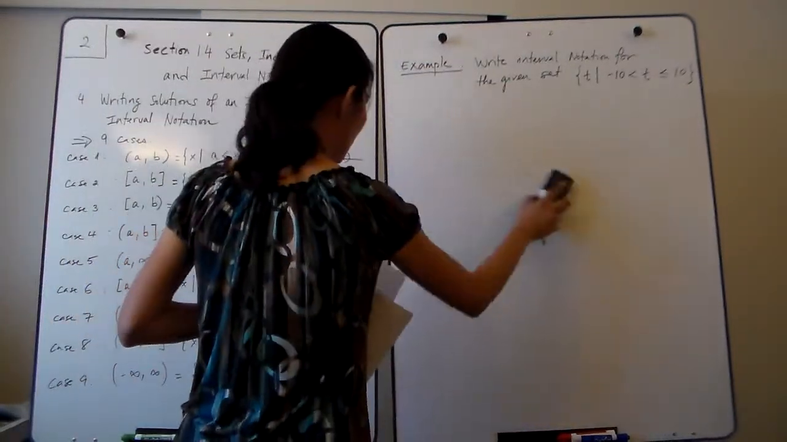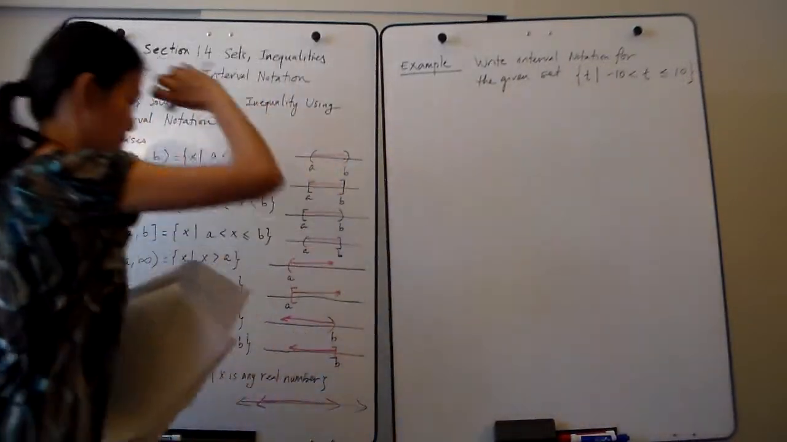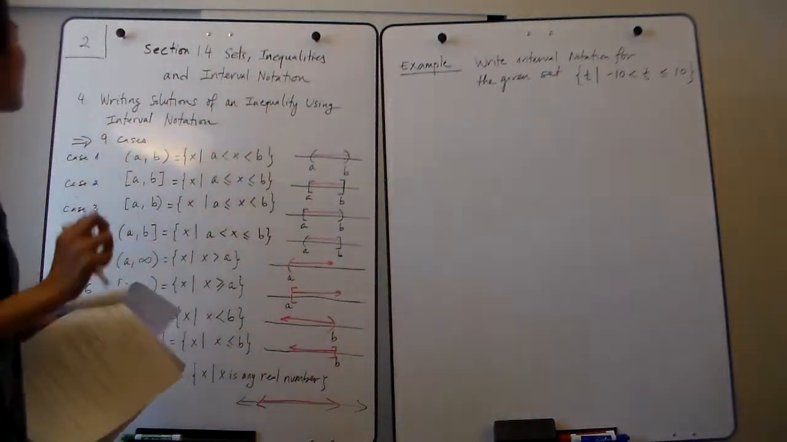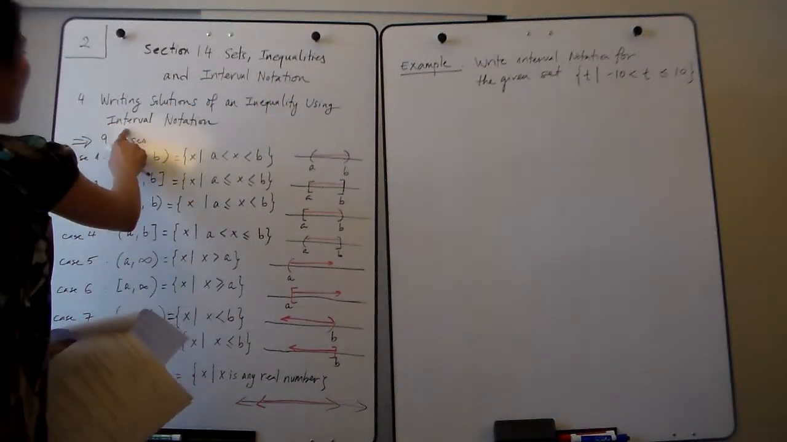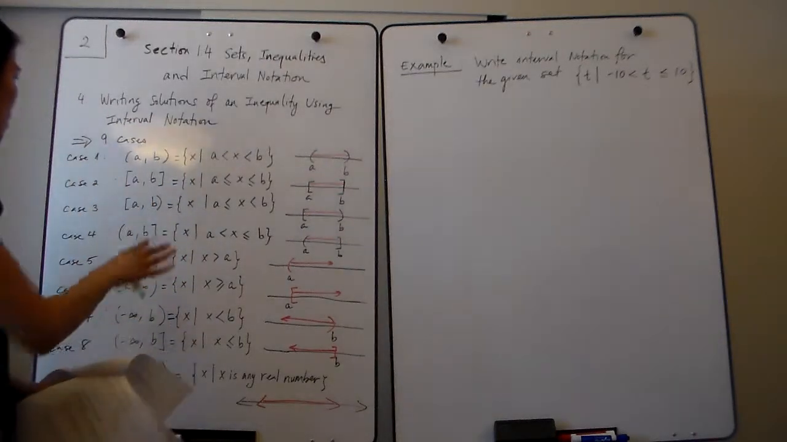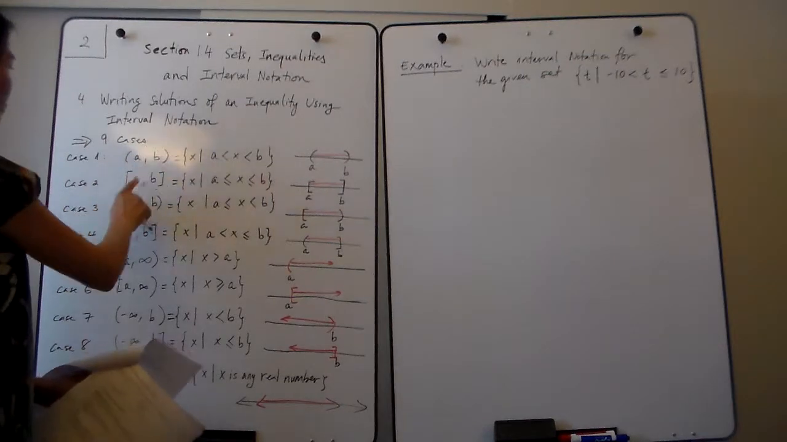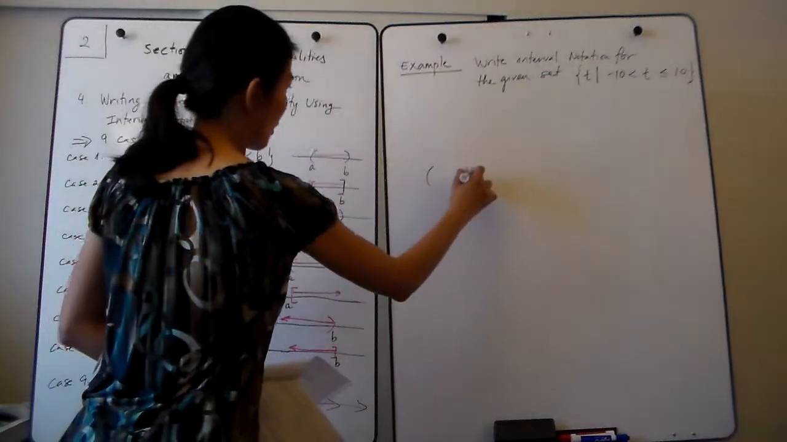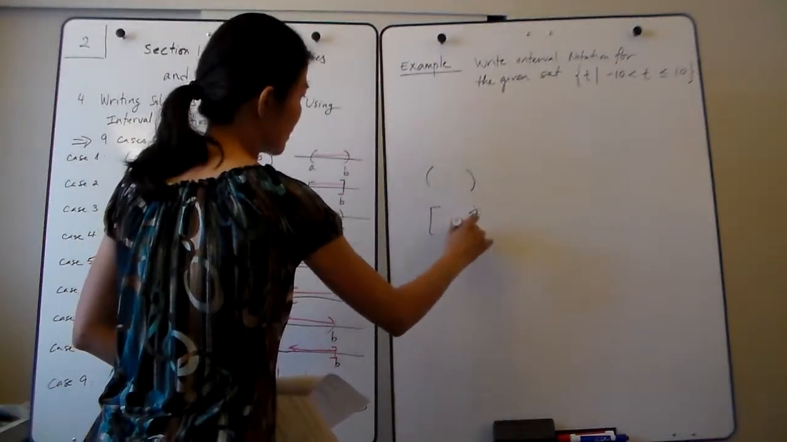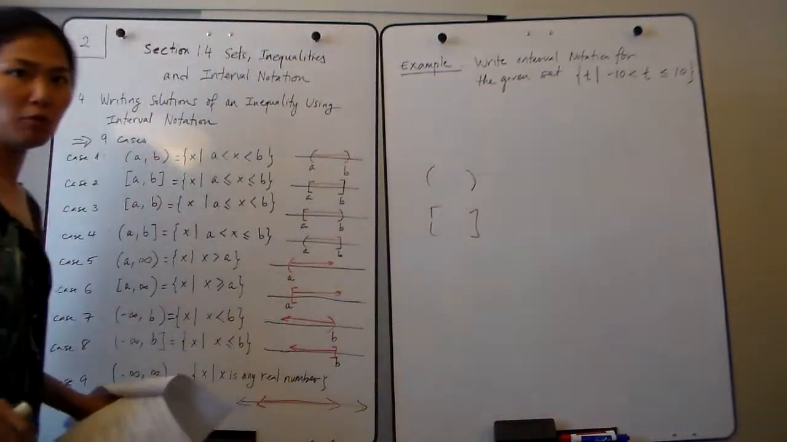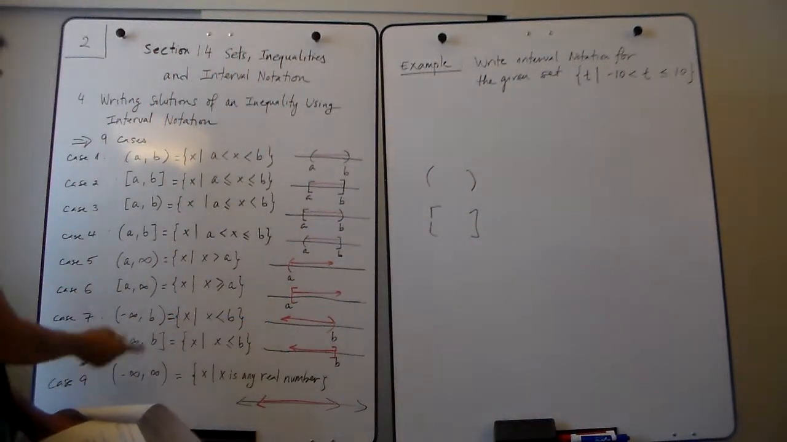Now, for this part, number 4, we write the solution using the interval notation. So here there are 9 cases. Interval notations involve parentheses, or brackets, or any combination of these two. That's why we have 9 cases here.